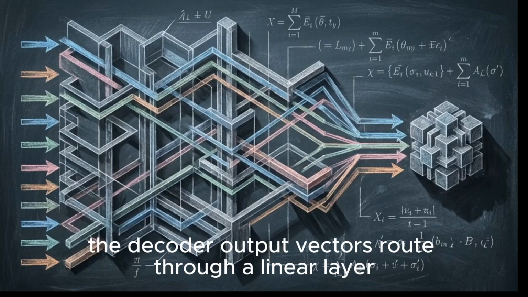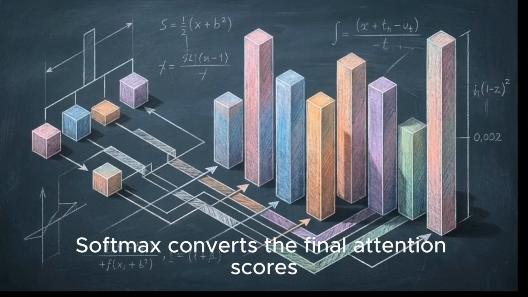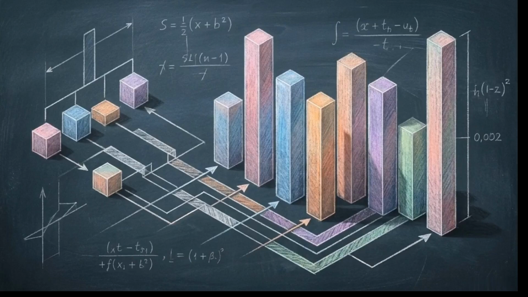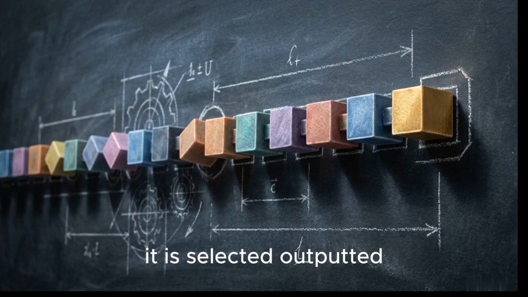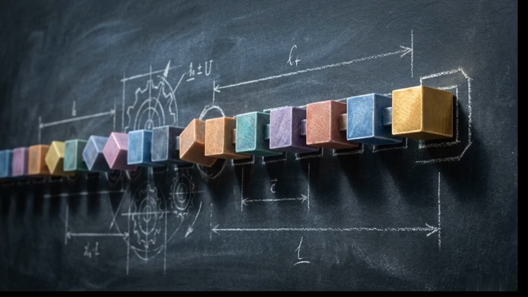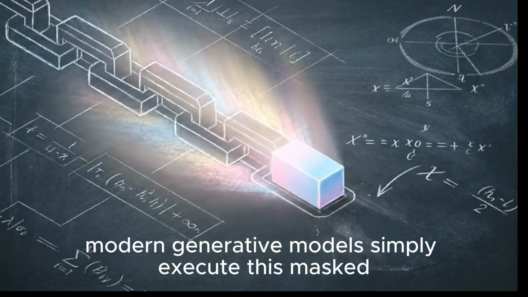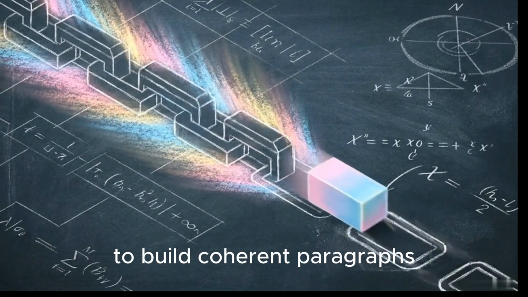The decoder output vectors route through a linear layer and into a softmax function. Softmax converts the final attention scores into a clean probability distribution across the entire vocabulary. The token possessing the highest probability wins. It is selected, outputted, and then physically appended to the end of the original input sequence. The process starts over. Modern generative models simply execute this masked single-token prediction loop repeatedly to build coherent paragraphs.